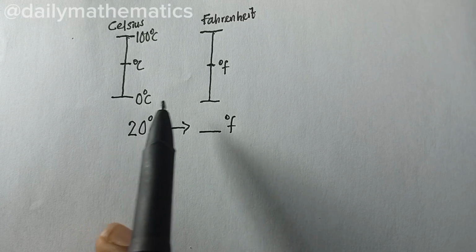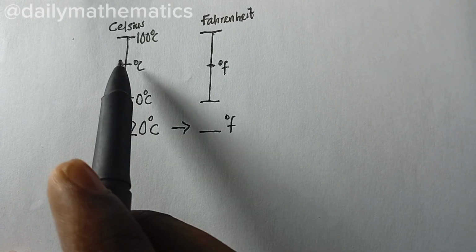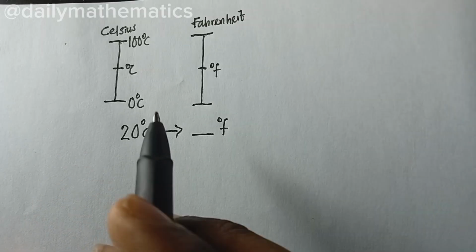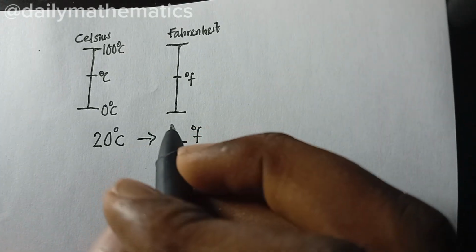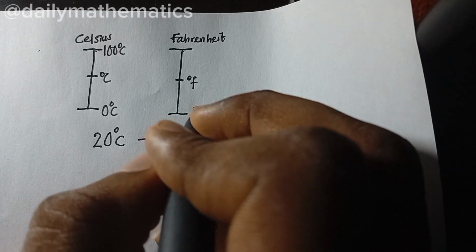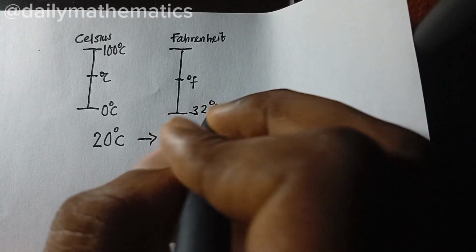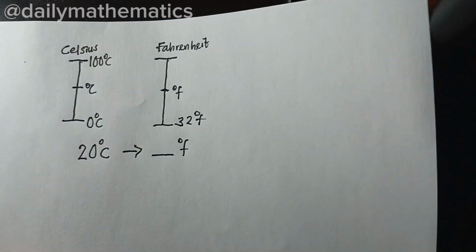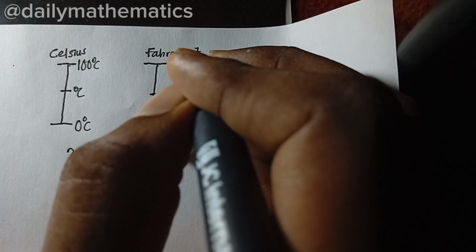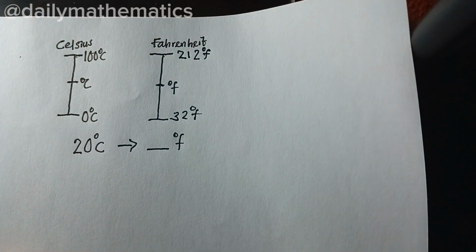scales for both values. So we have the Celsius scale here and we have the Fahrenheit scale here. First of all, the Fahrenheit scale has a fundamental interval of 180 degrees, and then we have 32 degrees here, and then the 180 degree fundamental interval will give us 212 degrees Fahrenheit here.